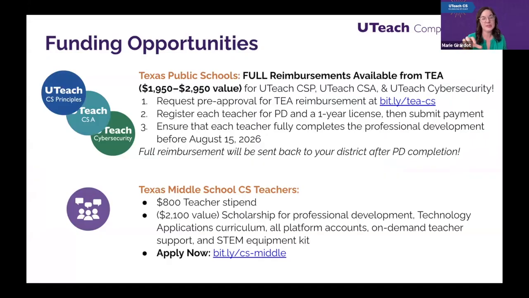So it's a reimbursement program. Your school does need to pay for PD and a 1-year license upfront. You need to request pre-approval, which is about 5 questions, just so we can make sure you're a Texas school, you're a public school, and you're teaching the course next year. Then you register, your school pays, and as soon as the teacher completes the PD, we do all the paperwork to notify TEA, and TEA sends the full amount back to your district.